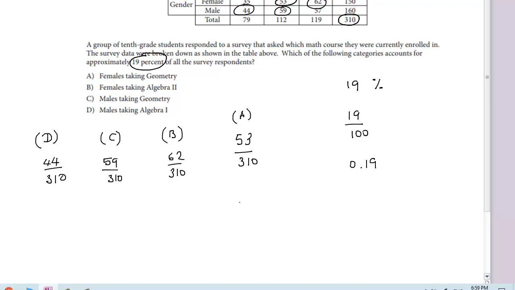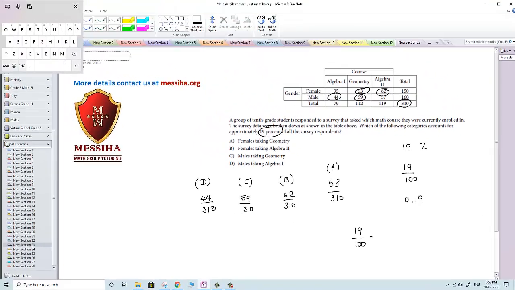To do this, I can say 19 over 100, is it close to 53 over 310, or 62 over 310, or 59 over 310? So I can take the first one and do the division, and if I'm not allowed to use a calculator, I have to find a way and see how much it's going to give me. If it's close to 19, I can adjust. I can say, okay, maybe it's not 53, maybe 59, maybe 62, and so on.